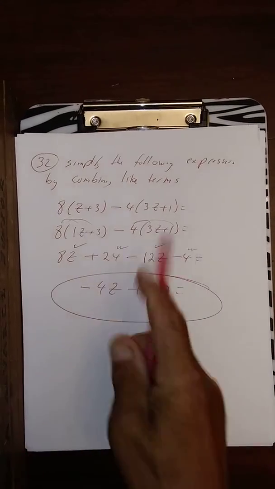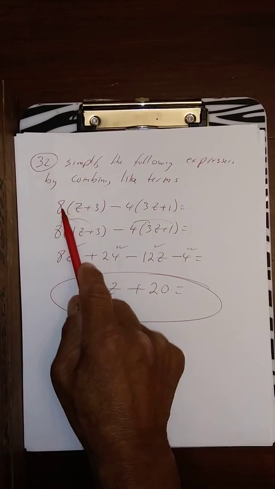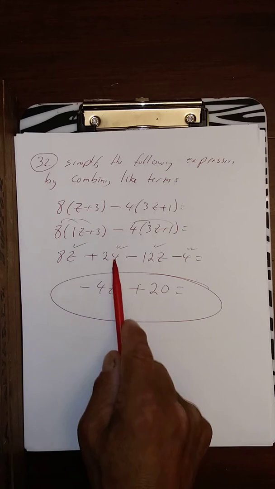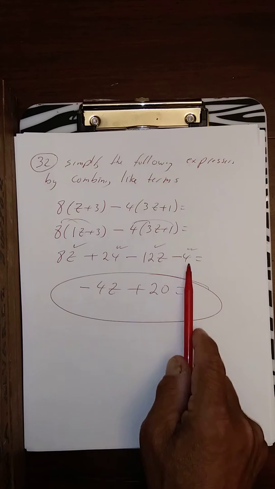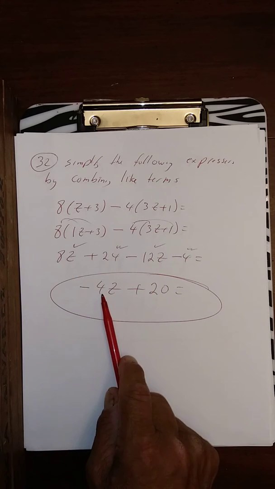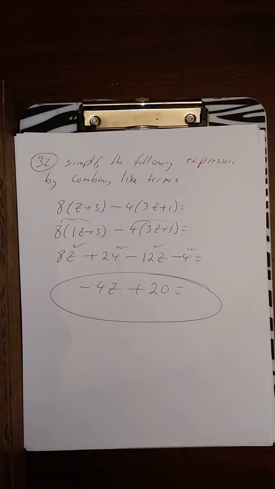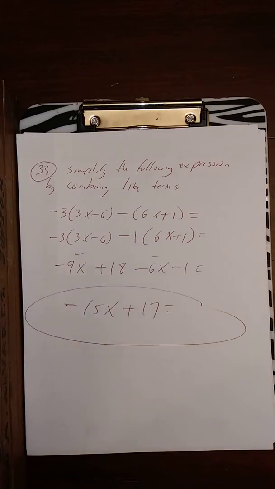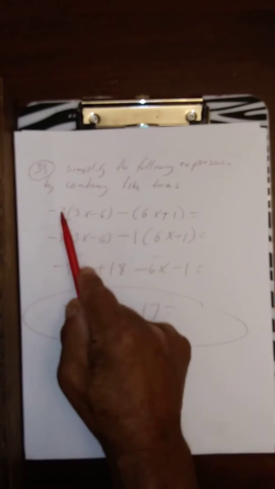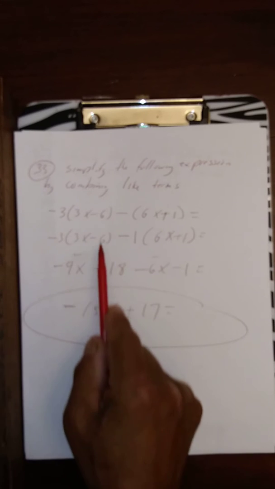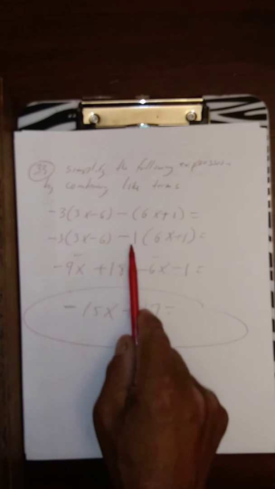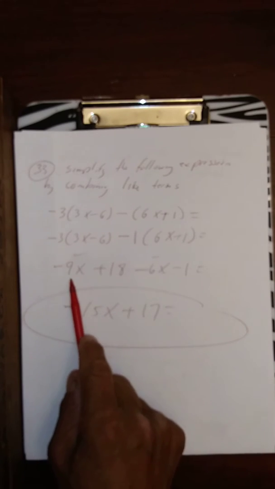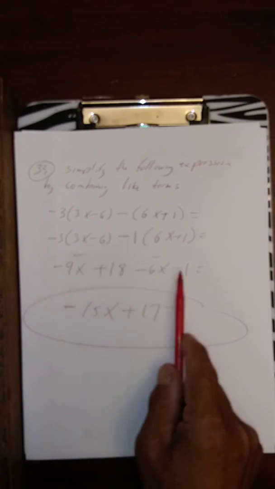We have simplify the following expression by combining like terms. 8 times that, 8z, 8 times that, 24, negative 4 times that, negative 12z, negative 4. 8z minus 12z is negative 4z, 24 minus 4 is 20. Solve the following by combining like terms. Negative 3 times that is negative 9x, negative 3 times negative 6 is 18, that times that, that's negative 1. Times that is negative 6, that times that is negative 1. So negative 9, negative 6 is negative 15. 18 minus 1 is 17.